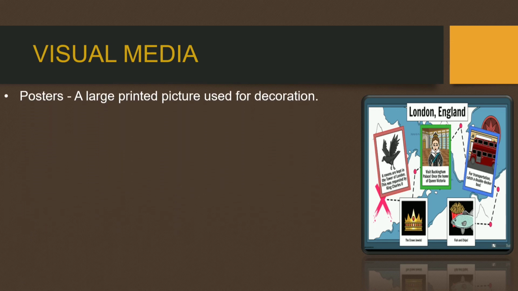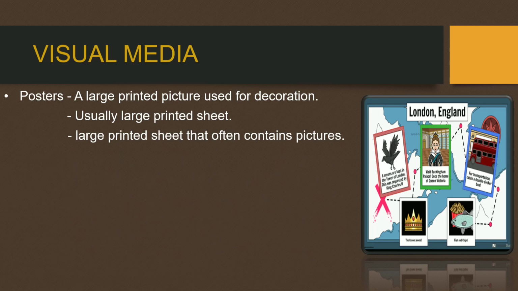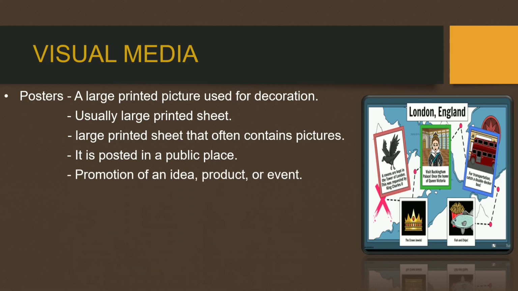So under visual media is the poster, a large printed picture used for decoration, usually a large printed sheet that often contains pictures. It is posted in a public place for the promotion of an idea, product, or event, with both textual and graphical elements.